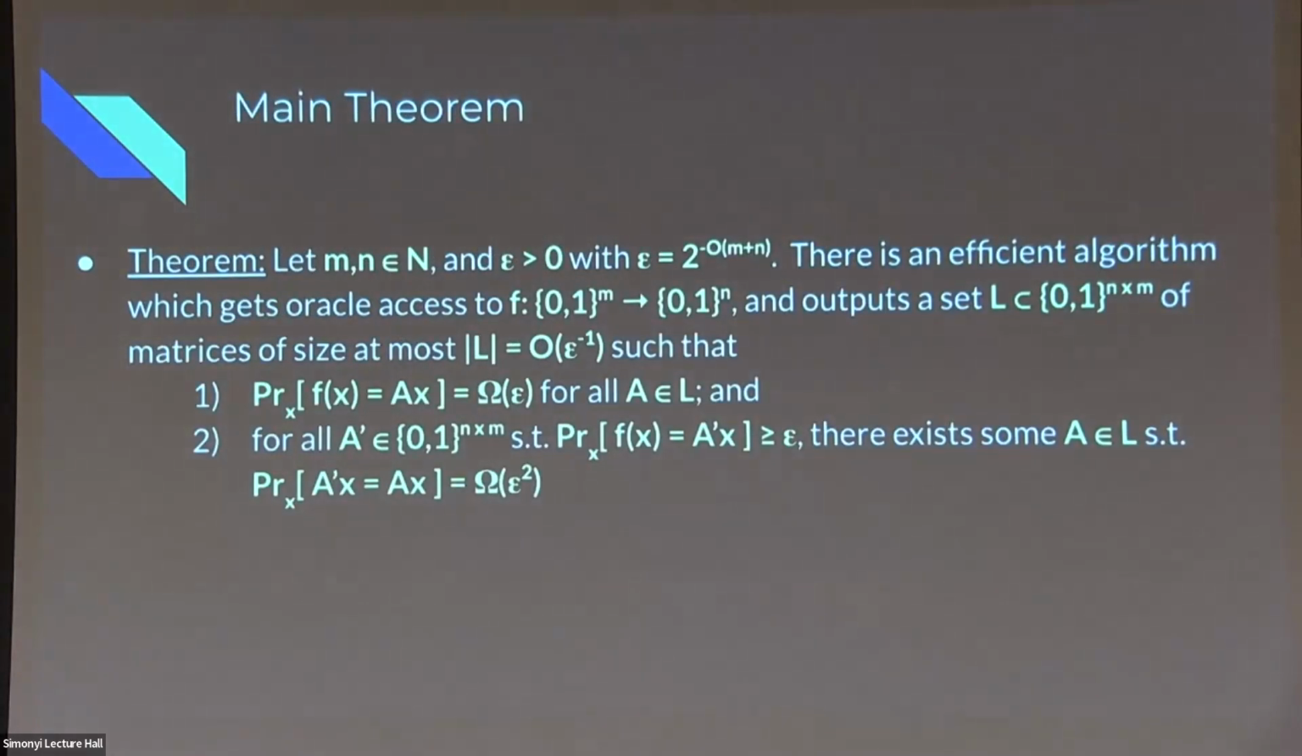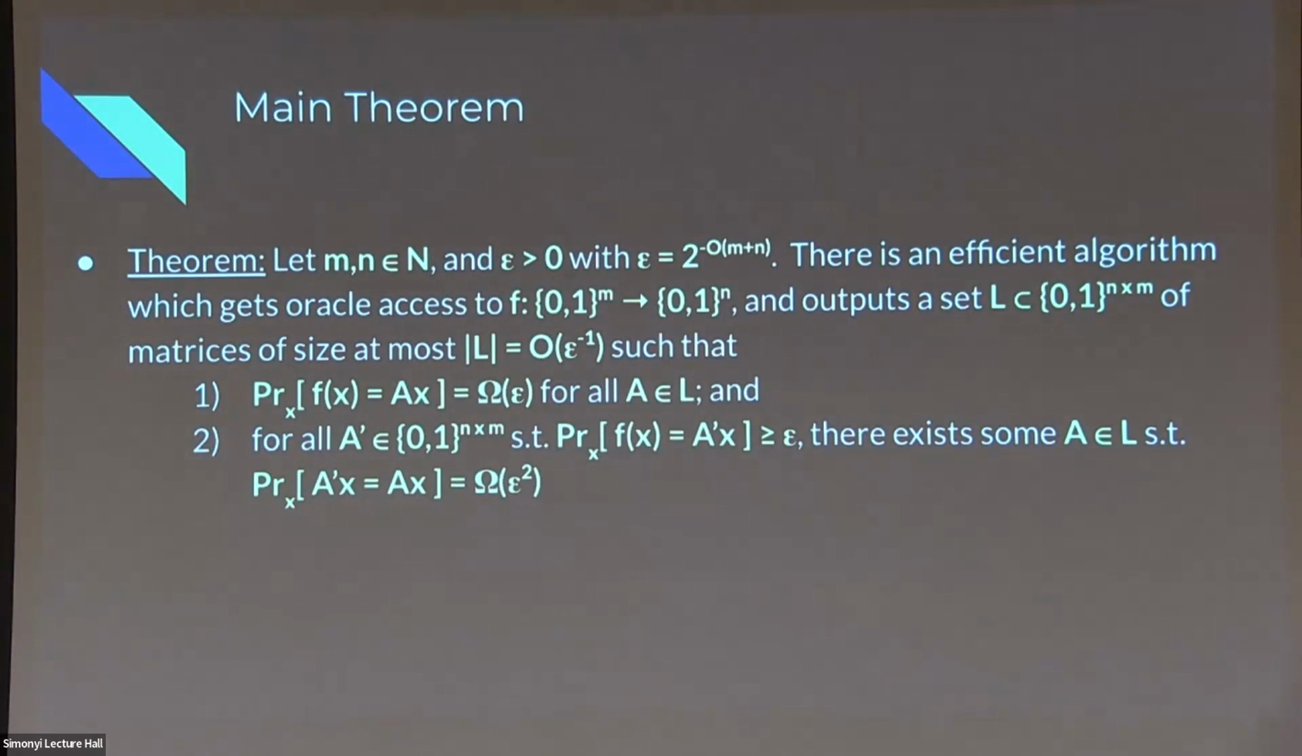So this is the main theorem. I'll read it. There's an efficient algorithm which gets oracle access to a function F from m bits of input and n bits of output. And it's going to output a short list of matrices, L, such that two things hold. First of all, everything in L has good agreement with F. And second of all, every matrix that has good agreement with F has good agreement with something in the list.